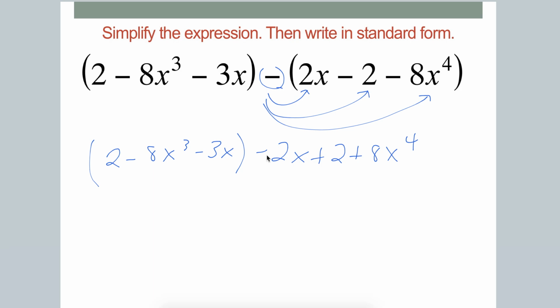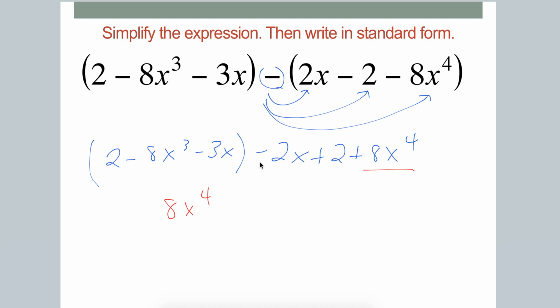Okay, so now we're going to start combining like terms, and since it says to write in standard form, which means we have to start with the highest exponent, that's what I'm going to look to combine first. So the highest exponent that I see is 8x to the fourth. Do we see any other x to the fourth terms to combine with? Doesn't look like it, so I'm just going to write 8x to the fourth.